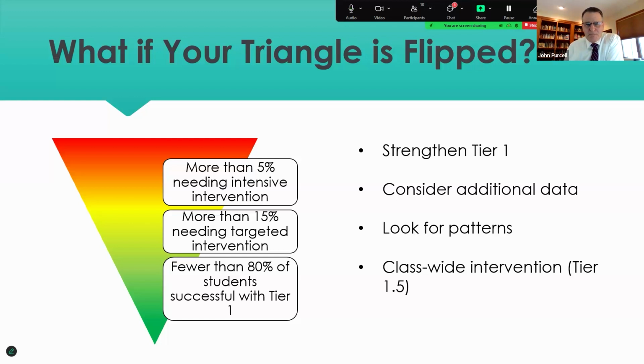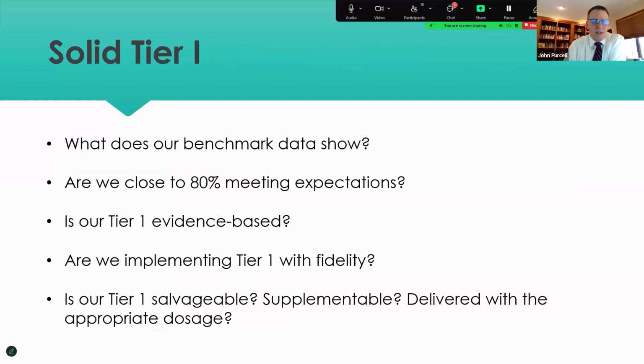And then that's why we want to provide those class-wide interventions. And when I say class-wide interventions, I'm not talking about interventions for particular students. I'm talking about what we're going to do when 40% of those students or more are not performing as expected, responsive to instruction. So, some questions again. What's our benchmark data show? 80%.